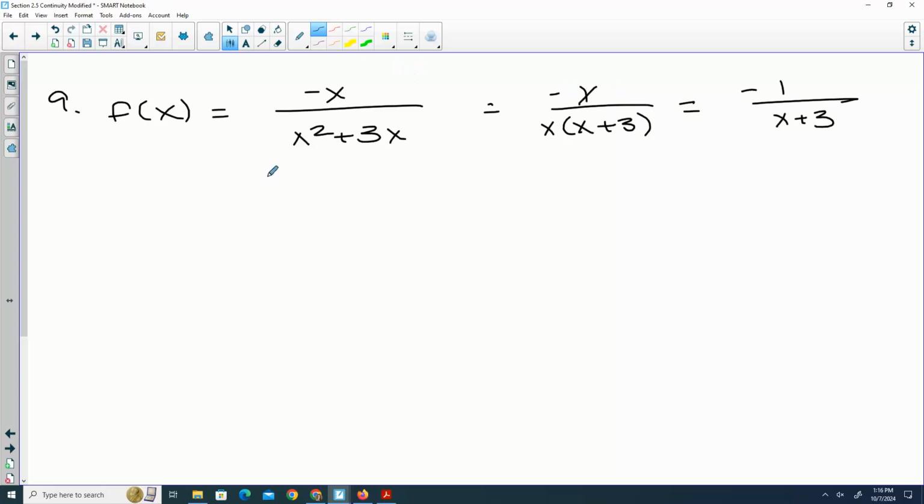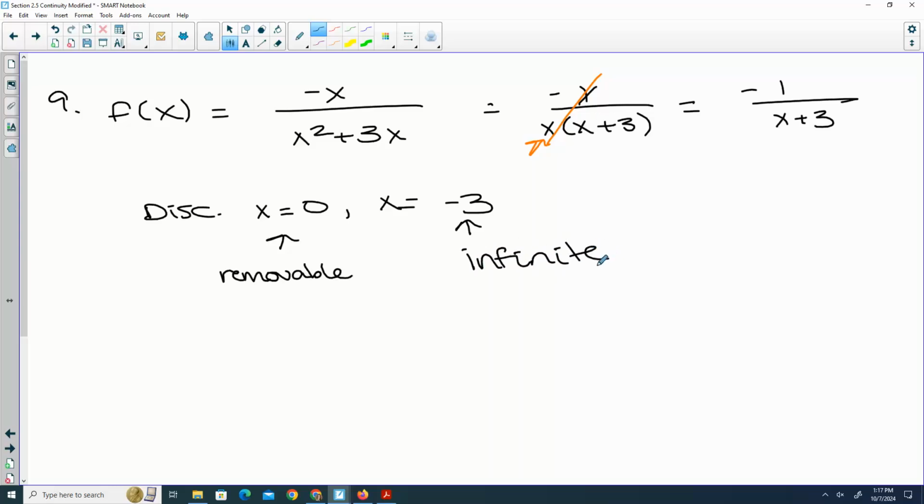So when we look at our discontinuities, there are 2. Anything that made the bottom 0. So at x equals 0 and at -3. Now when I'm classifying, the 0 canceled. If it canceled, that made a hole in the graph, so that is removable. If it doesn't cancel, we know it's an asymptote. Infinite.